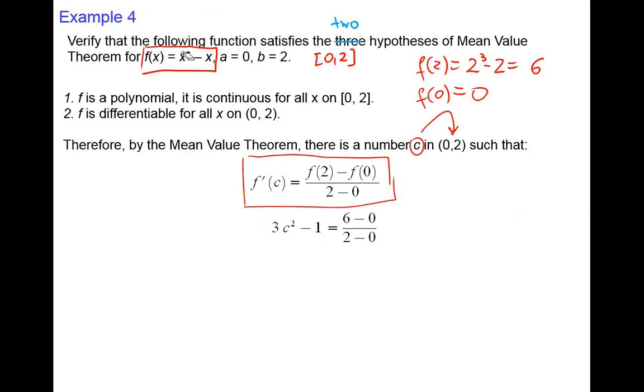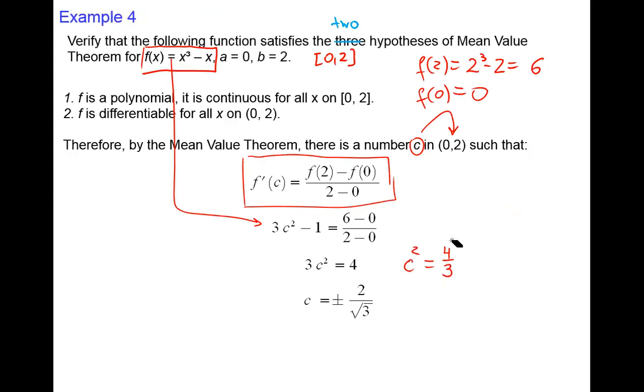Yeah, it's just simply the derivative. It's the derivative of the function 3x squared minus 1, but I did put c instead of x. Then I have just the quadratic equation, and I can solve for c. This is 6 over 2 is 3, 3 plus 1 is 4, divide by... oh, too fast. Maybe I can write one more step.